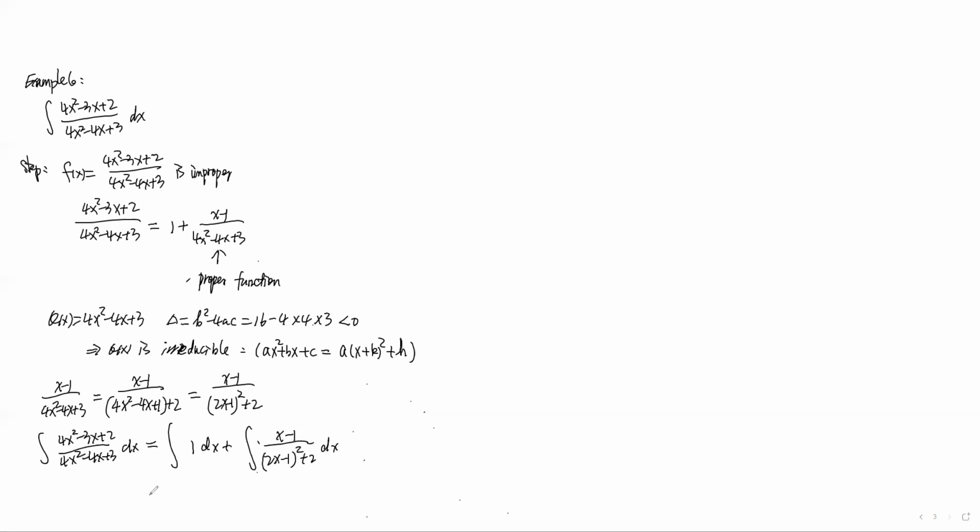How do we do this? Let's compute the first term. This is x plus the integral of (x minus 1) over ((2x minus 1) squared plus 2), and I forgot the dx. So this is step 1, and this is step 2. Let's deal with the second term, how we compute the integral of (x minus 1) over ((2x minus 1) complete square plus 2).